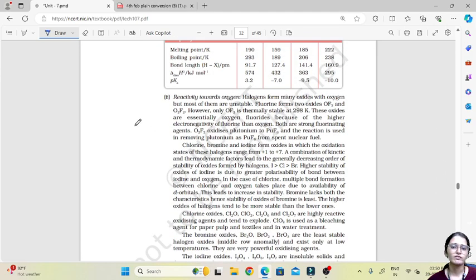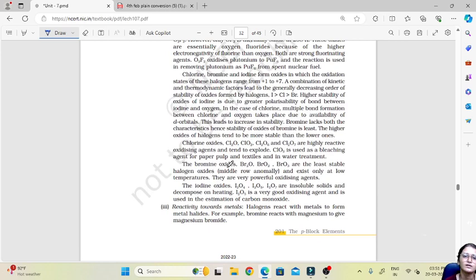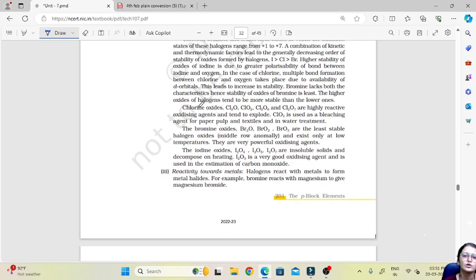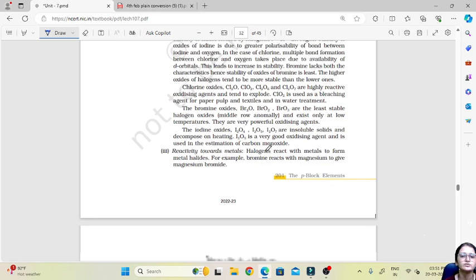Then reactivity towards oxygen. Halogens form many oxides with oxygen, but most of them are unstable. Fluorine forms two oxides, OF2 and O2F2, where OF2, oxygen difluoride, is thermally stable at 298 Kelvin. Then chlorine oxides, we can see Cl2O, ClO2, Cl2O6 and Cl2O7, highly reactive oxidizing agents that tend to explode. ClO2 is used as a bleaching agent for paper pulp and textiles, and in water treatment.